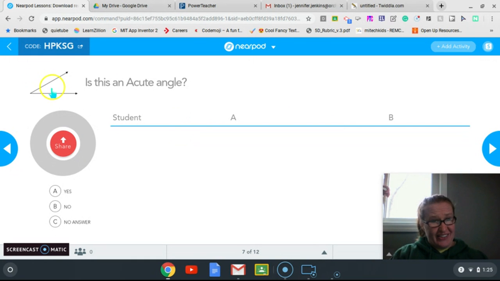So what about this angle here? Is this an acute angle or is it not an acute angle? Let you think about it a second.